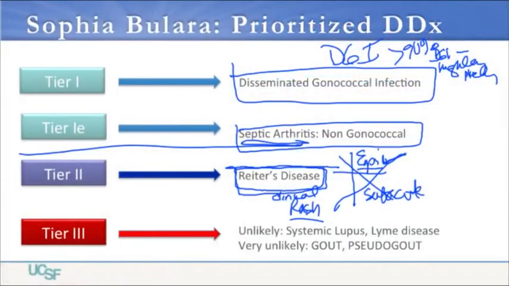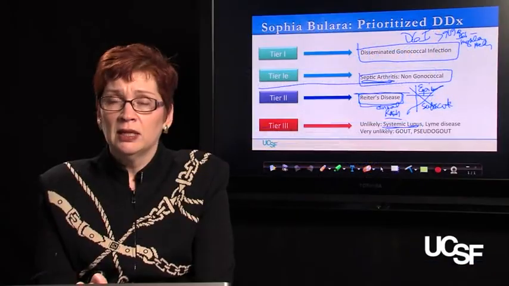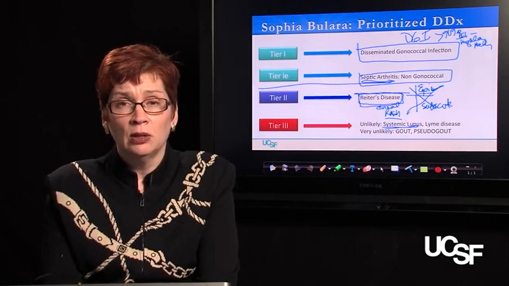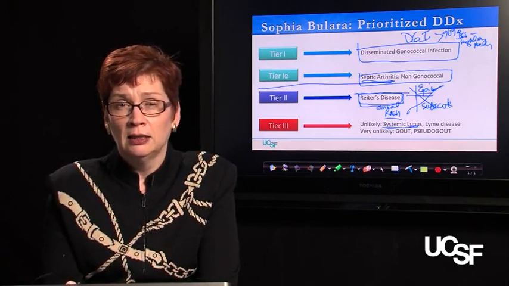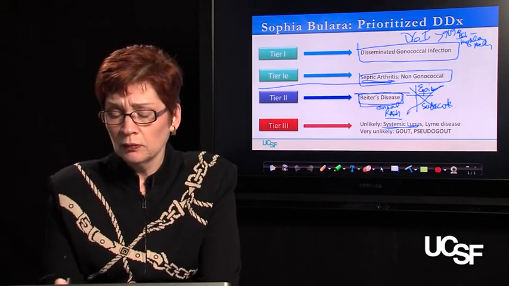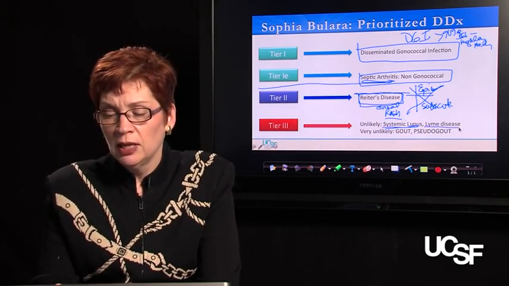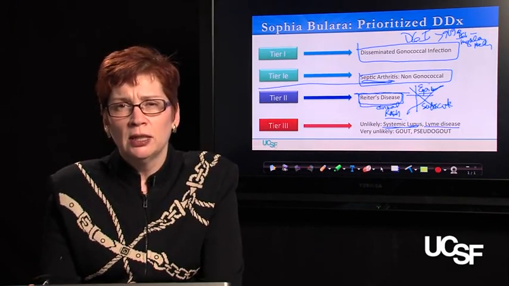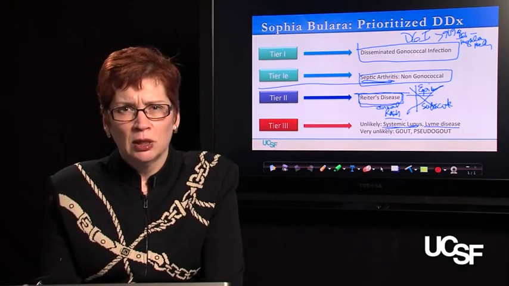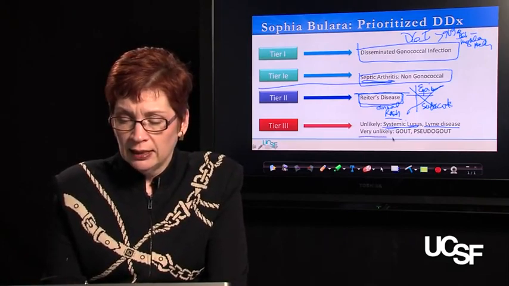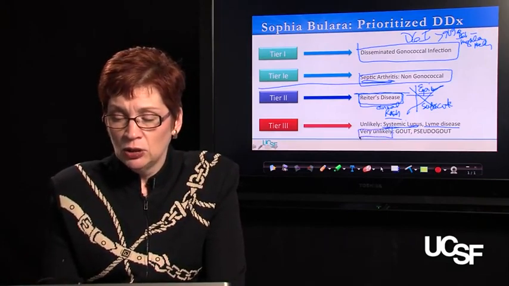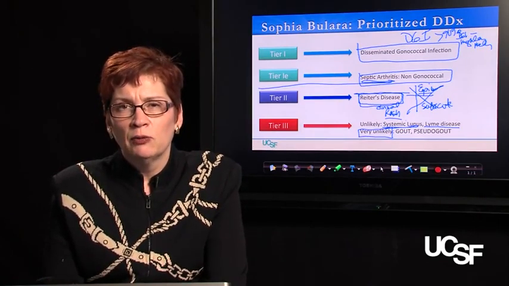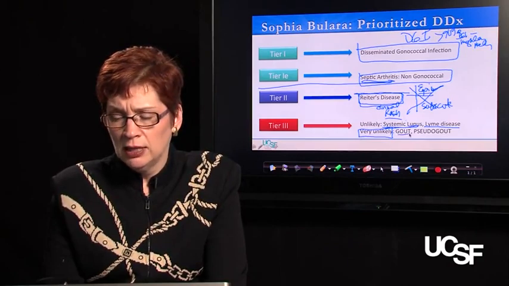Tier 3, very unlikely, systemic lupus. Why? Because lupus tends to present with symmetrical polyarthritis rather than oligoarthritis that is evanescent. Lyme disease, why are we putting that so low? Again, the type of arthritis she's demonstrating is a little bit unusual, but the rash is even more unusual. And very unlikely, because she has neither the epidemiology nor the classic presentation, are diseases we typically see in older men and women with other metabolic disorders, gout and pseudogout.